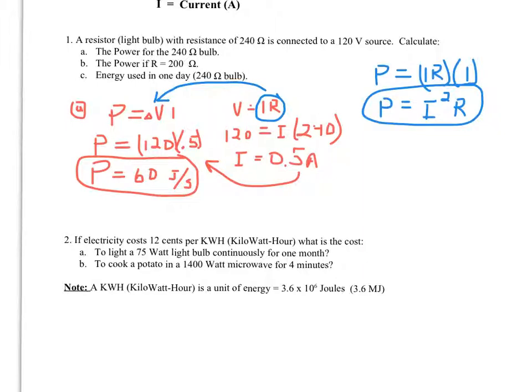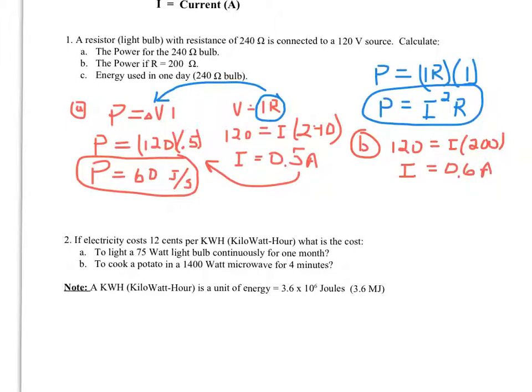All right, so part B. It says, what if the power, if R is 200 ohms? Well, if R is 200 ohms, redoing the problem, doing V equals IR again, if you had 120 equals I times 200, gives you a current of, what, 0.6 amps? Yeah. 0.6 amps instead of 0.5 amps. So that's a little bit more current now.